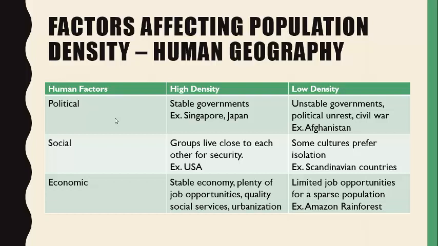And finally, there are economic factors which affect population density. Places with stable economies, plenty of job opportunities, quality social services, a social safety net, and high levels of urbanization are going to have high population densities. Whereas if you have limited job opportunities, there aren't many people living there, and they're going to have a low density. So think of the Amazon rainforest.